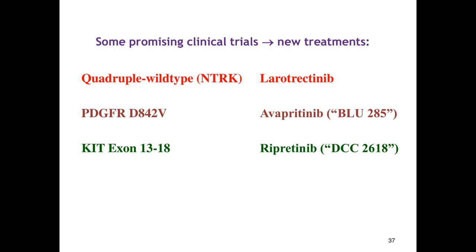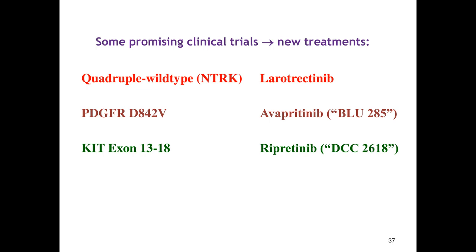Some of the most promising of these are a drug called larotrectinib being developed by Loxo and Bayer. This is a spectacularly good drug, but unfortunately it only targets one particular mutation called NTRK, and that's a very rare mutation in GIST, maybe much less than 1% of GIST patients. But if we can identify those patients, this drug looks great for those rare patients.